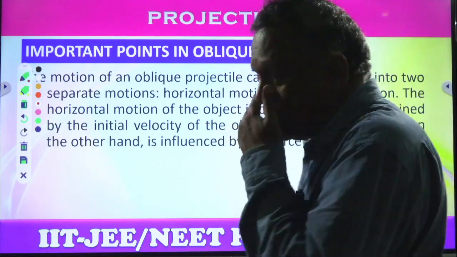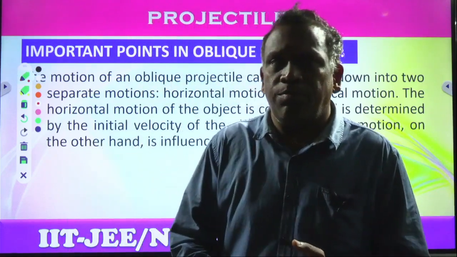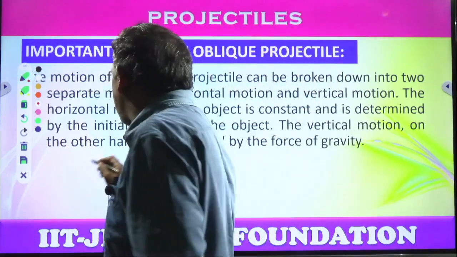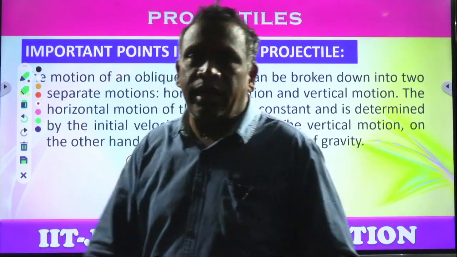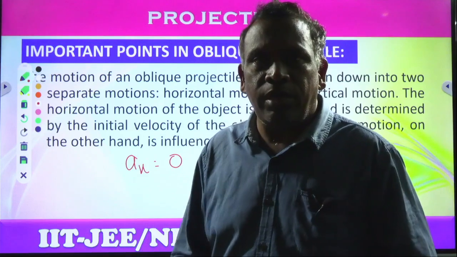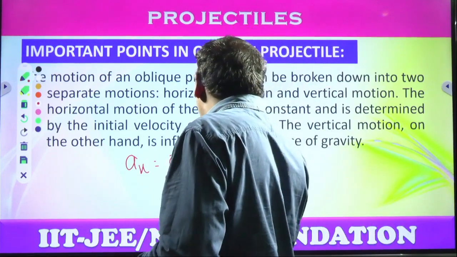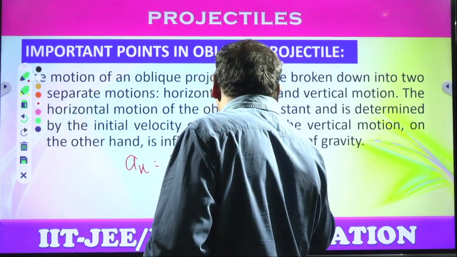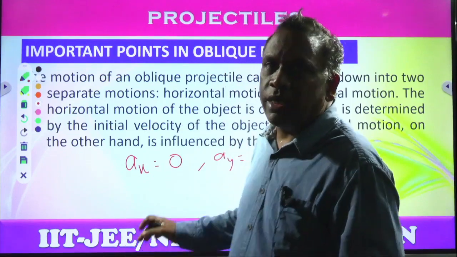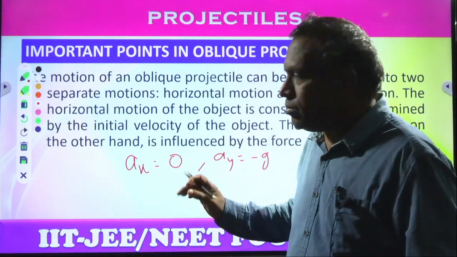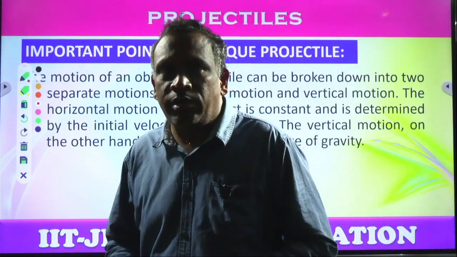The important points in the oblique projectile: along the horizontal motion, the acceleration along the x-axis should be taken as 0. This is a very important point you have to remember. Similarly, the acceleration along the y-axis should be taken as minus g, where g is the acceleration due to gravity. By this assumption, we can write the equations.